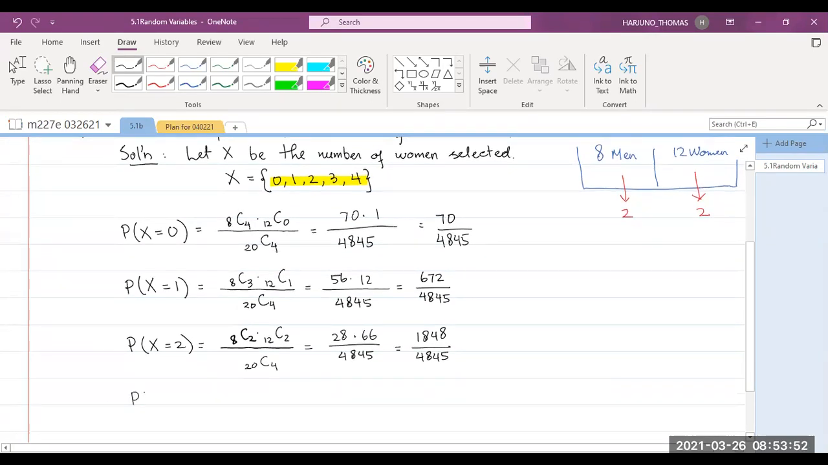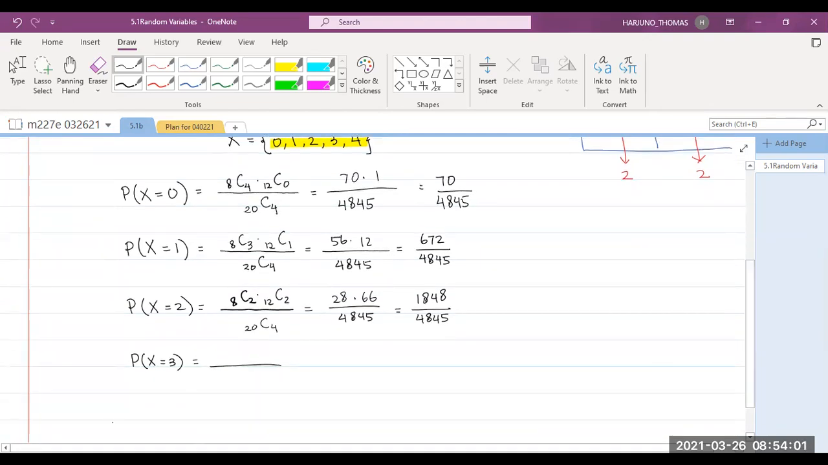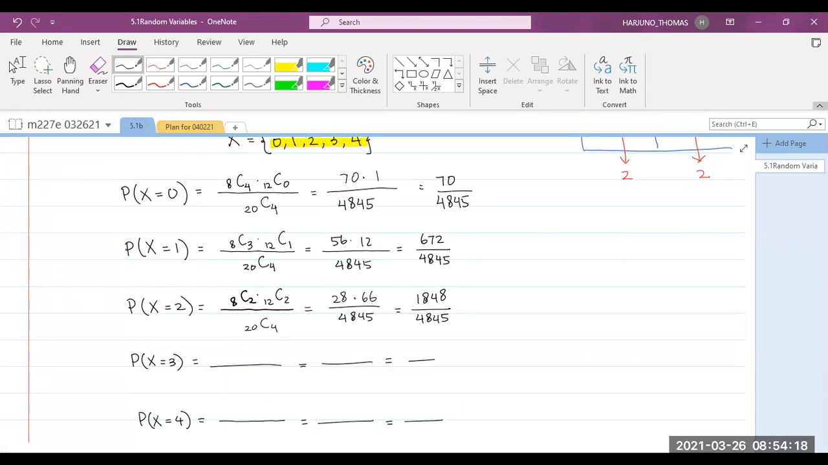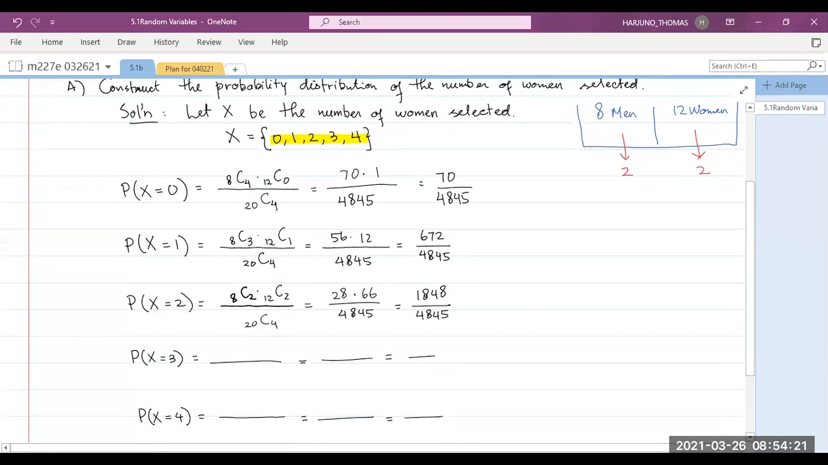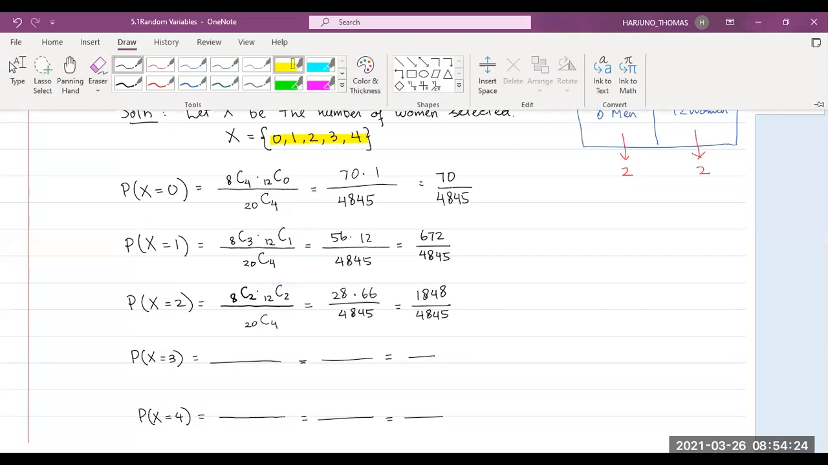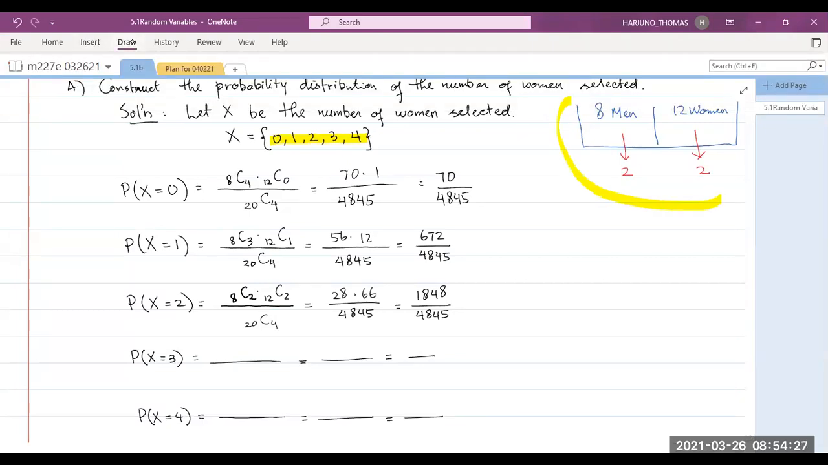Now, let me ask you to do the rest of those: the probability to get 3 women selected and the probability to get 4 women selected. Write the notation. Always write the notation first. And then you compute. For now, we leave it in fraction. I believe it will be helpful to visualize it by having this box here. Let me give you maybe 4 minutes from now to do this.